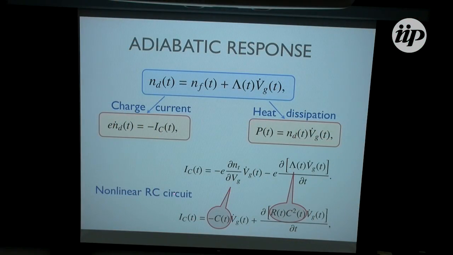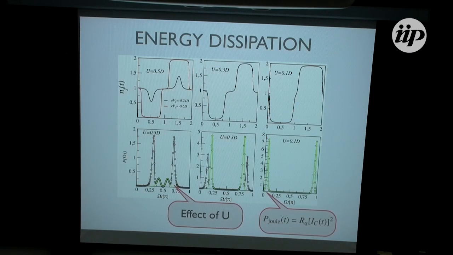To calculate the current, we have to calculate the time derivative in this equation, and we see that the coefficient, the capacitance, is related to this derivative, and this product of the resistance times the capacitance square is related to this transport coefficient. And now what happens with the energy dissipation?